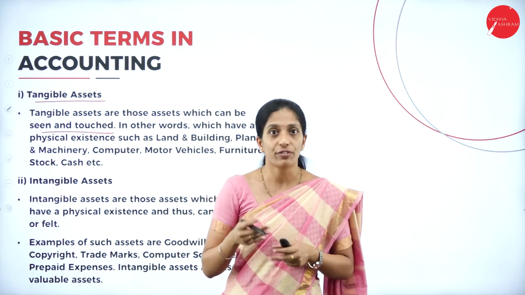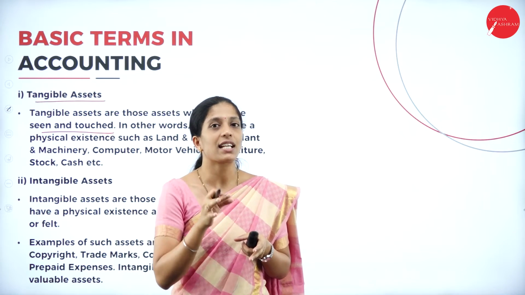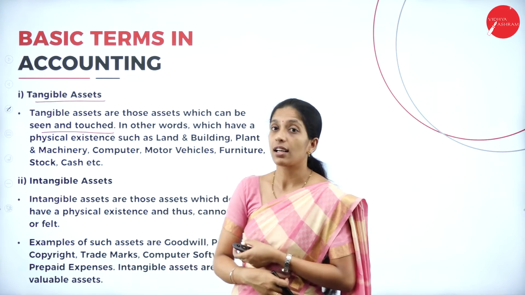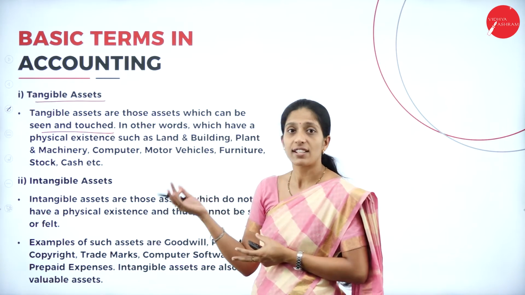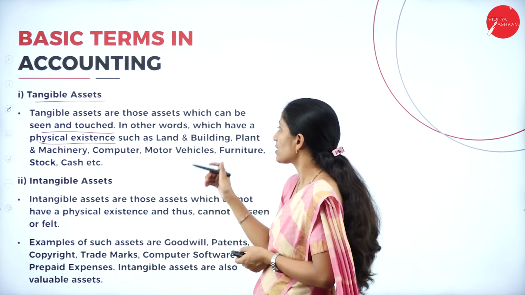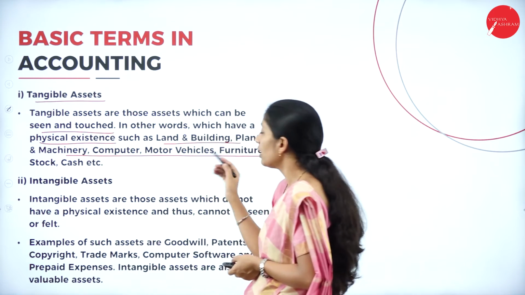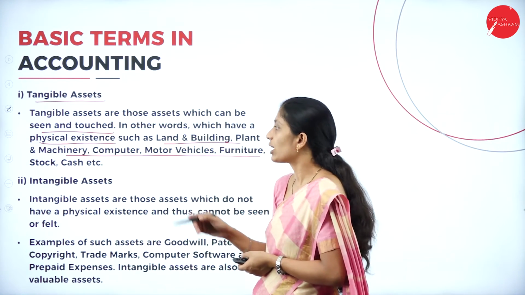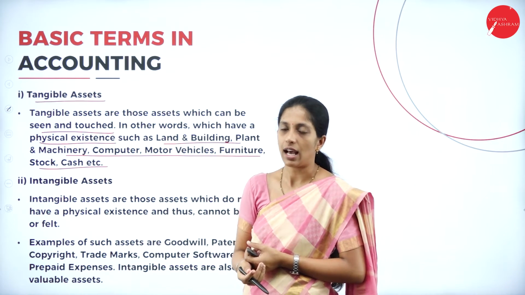If you see the furniture, of course it is a non-current asset and it can be seen as well as touched. So they are termed as what? Tangible assets. In other words, those which have a physical existence, such as land and building, plant and machinery, computer, motor vehicle, furniture, stock, cash. These are all tangible assets.